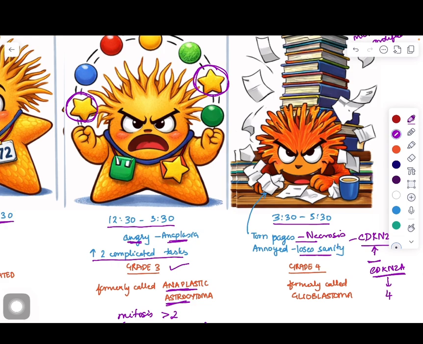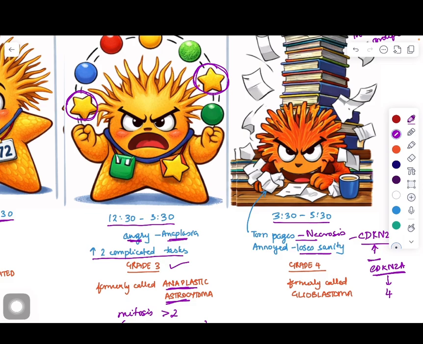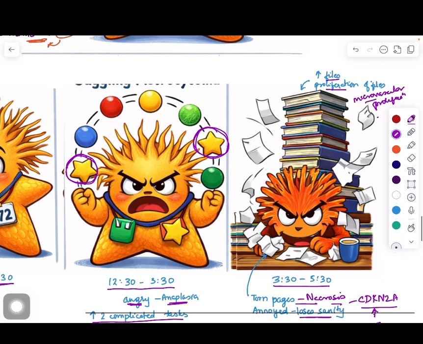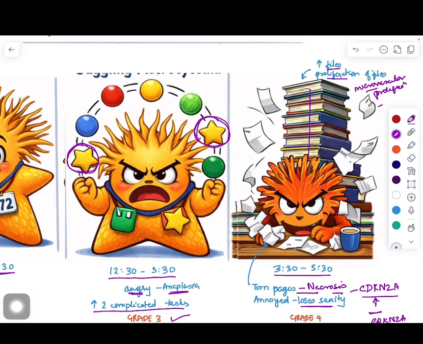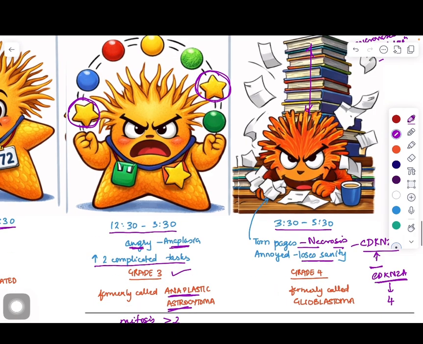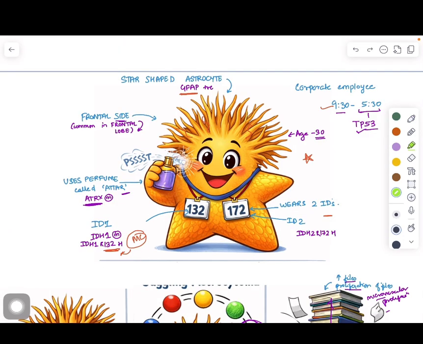Okay, and so the features of grade 4 are necrosis and microvascular proliferation, which we saw by the amount of work that has increased, and also the astrocytoma loses its sanity, that is CDKN2A mutation. To summarize, just remember in exams, astrocytoma is a star-shaped comic character with hair. The hair is GFAP positive, and this character is wearing 2 IDs, that is it is IDH1 and IDH2 mutated, of which IDH1 R132 is the most common.